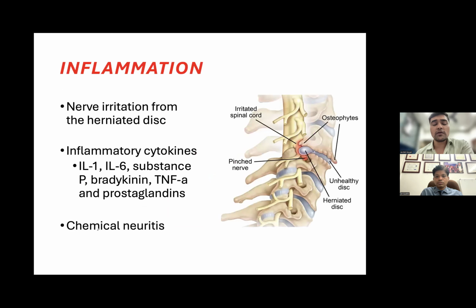Another very important cause in patients with acute disc herniation is inflammation, where there is nerve irritation from the herniated disc. The nucleus pulposus herniation causes activation of the inflammatory pathway. There are inflammatory cytokines, interleukin 1, interleukin 6, substance P, bradykinin, TNF alpha, and prostaglandins that result in chemical neuritis, resulting in inflammation and hence cervical radicular pain.